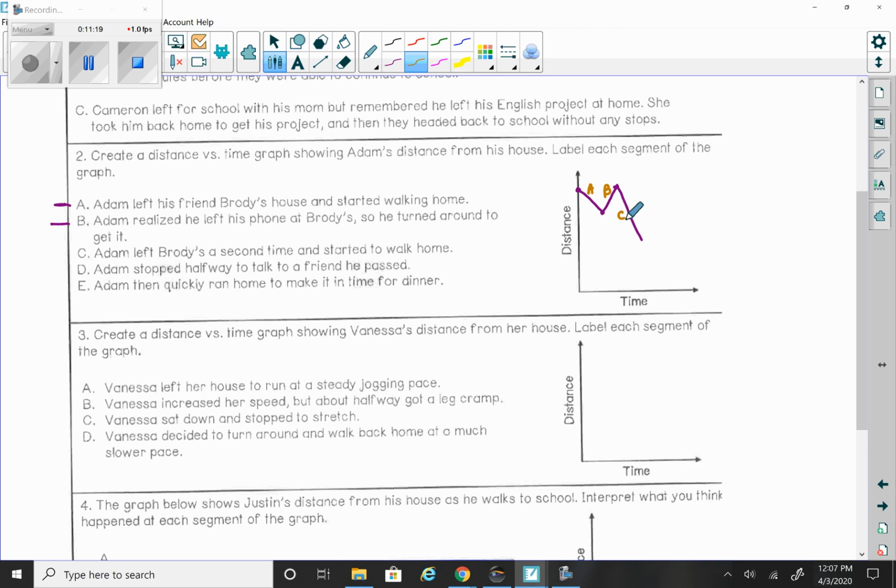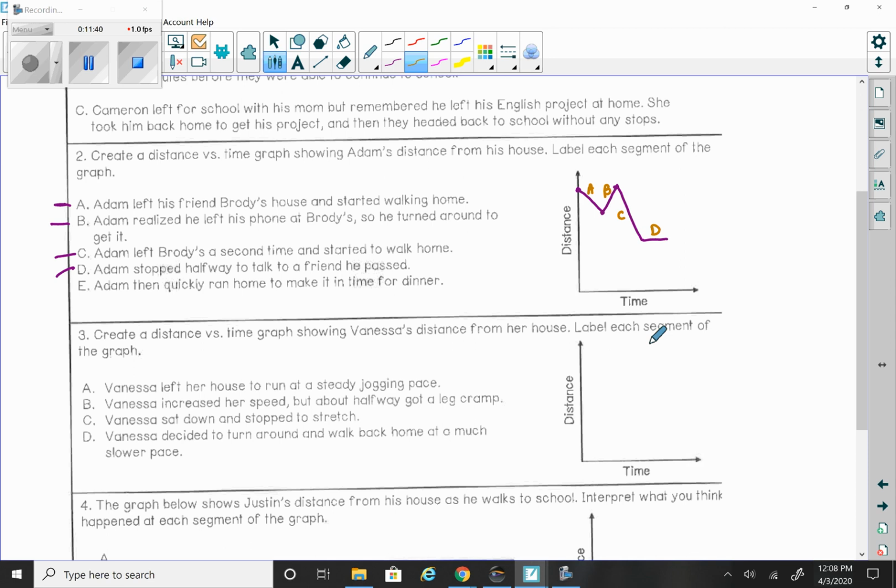And then it says here in D, Adam stopped halfway to talk to a friend he passed. So he's going to have a flat piece here because he stopped for a while. So we're going to draw a little flat piece to our graph. Again, that's section D, where he's stopping and talking to a friend. And then finally it says he quickly ran home to make it in time for dinner.